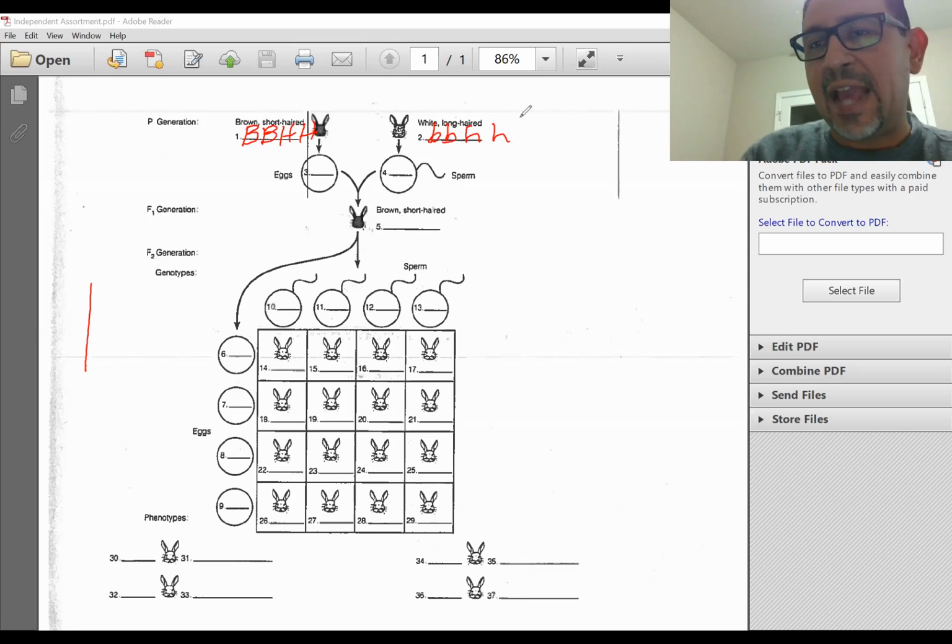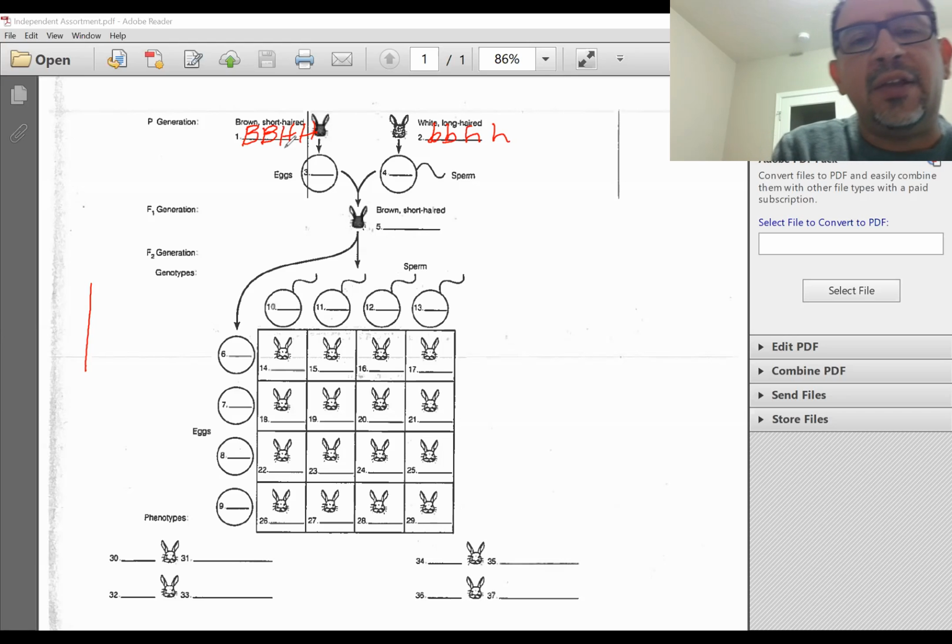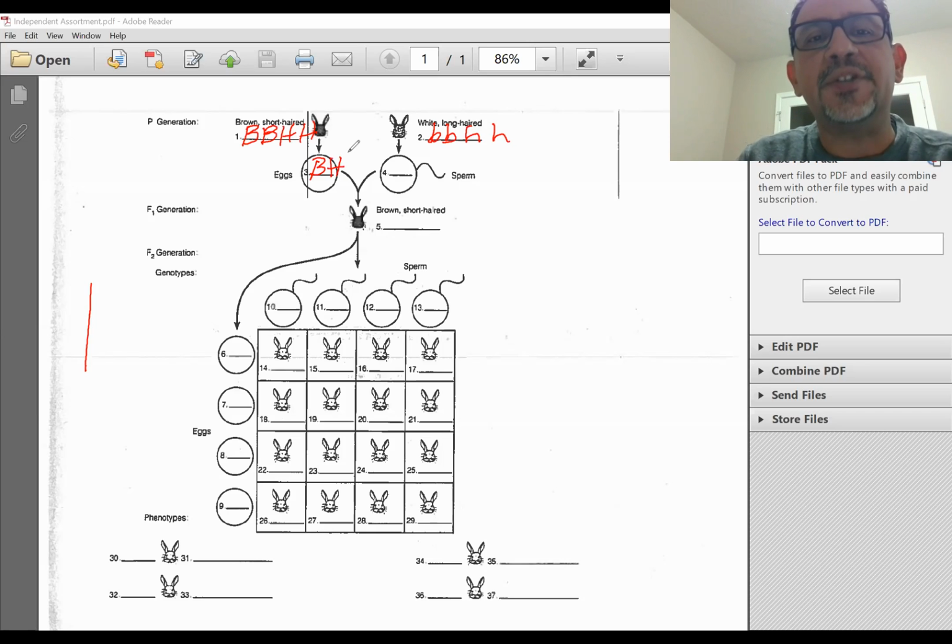Now, what are the gametes that these parents can produce? Since the brown short hair parent only has 1 type of brown and 1 type of length of the hair allele, the only kinds of eggs that this female rabbit, by the way, a female rabbit is called a doe, can only make 1 type of gamete, and it's going to be the one that has the 2 dominant alleles. What about the male over here?